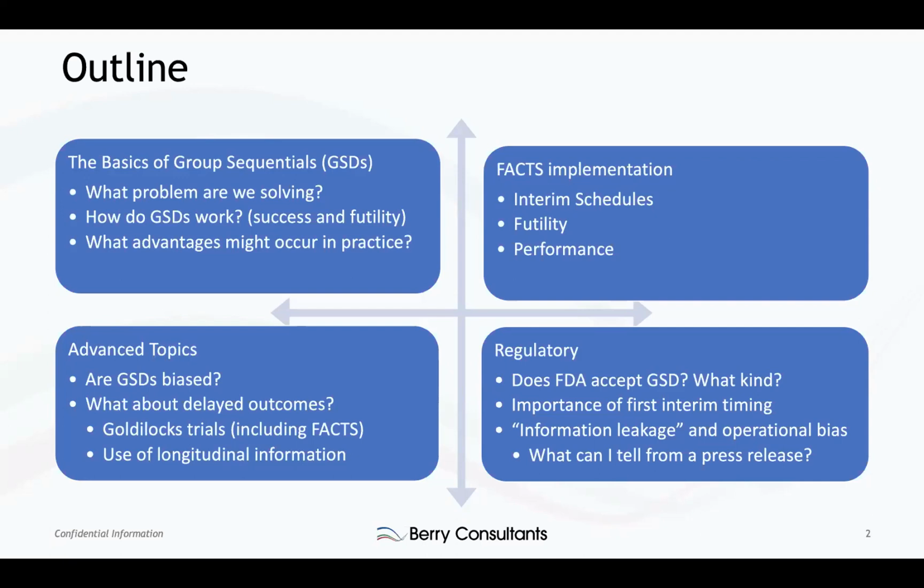And finally, we'll conclude with some regulatory aspects. Does FDA accept group sequentials? This actually is one of the easier things to get accepted from regulators. They're pretty standard, pretty established at this point. But we'll talk about issues that do come up in review, like the importance of the first interim timing, and whether you have information leakage and operational bias, and that will be related to what you might be able to tell from a press release.